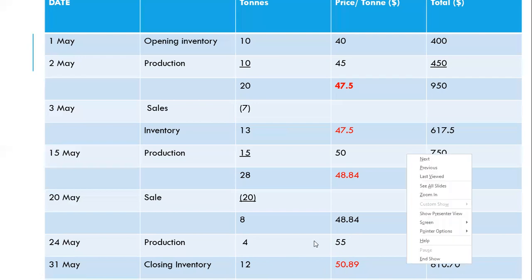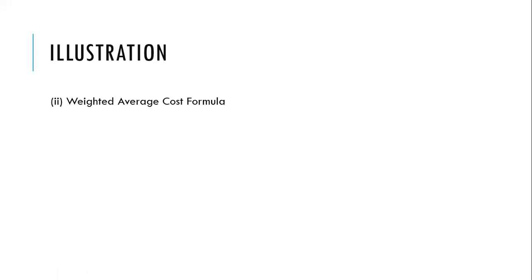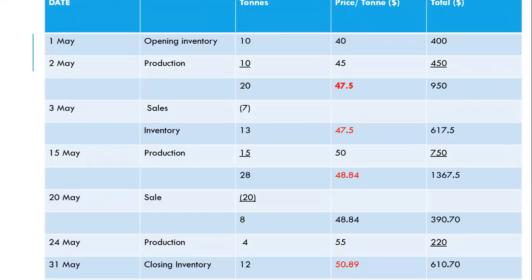Why we're using first in, first out, you will have noticed that our closing inventory valuation using first in, first out is slightly higher, at 620. But using weighted average, the closing inventory is at 610.7. So weighted average, just like the name suggests, is basically smoothing out the valuation over the period that we are under consideration.